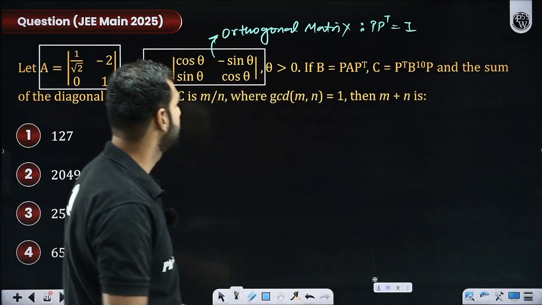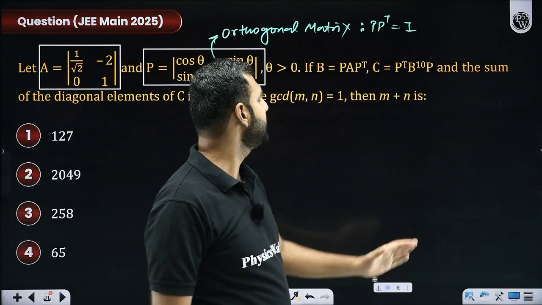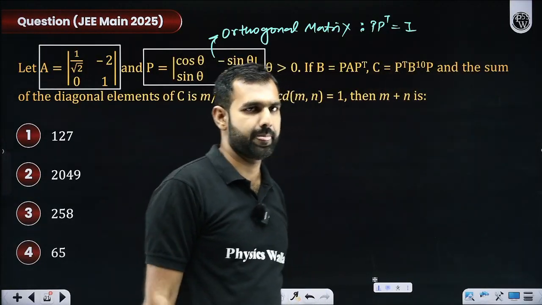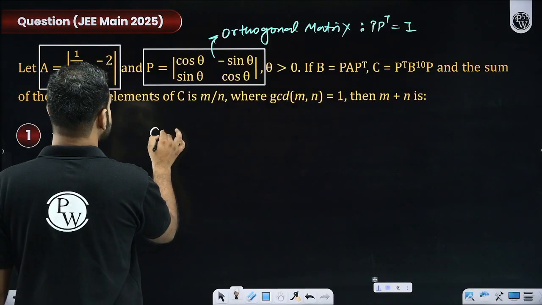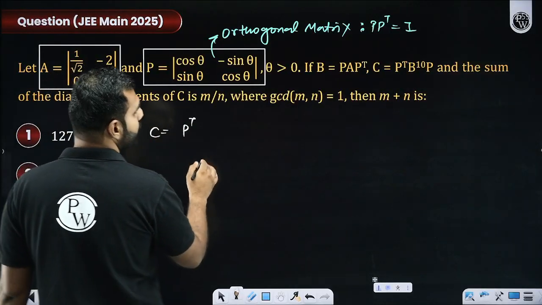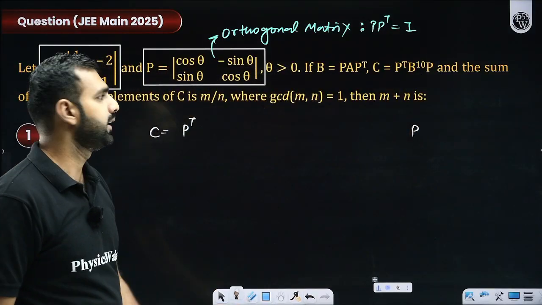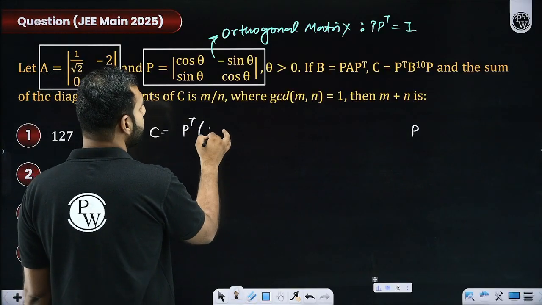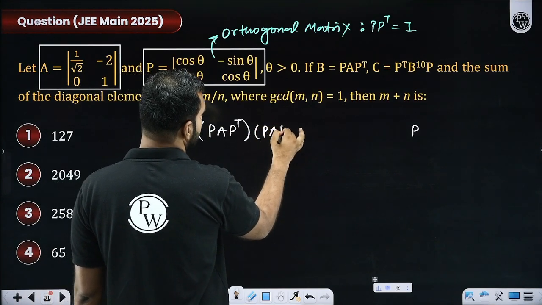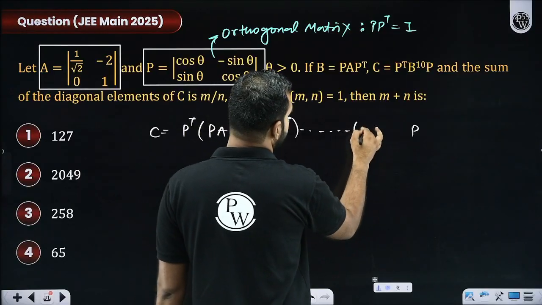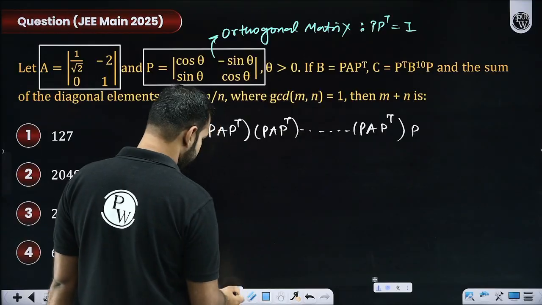Let's talk about that. So here we are told B is PAPT. What is C? C is PT, B to the power 10, P. That's good, Jagrati, Adesh. That's brilliant, students. So let's define C. Sir, C is P transpose. It is starting with P transpose, it is ending with P. But what is B to the power 10? B to the power 10 means B repeated 10 times. What is B? Sir, PAPT, PAPT, PAPT, and so on. How many times? Sir, 10 times. Yes or no?